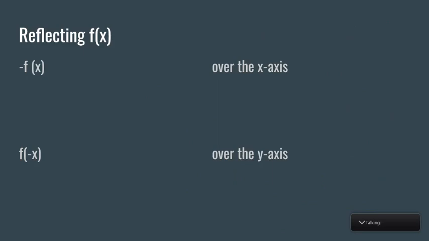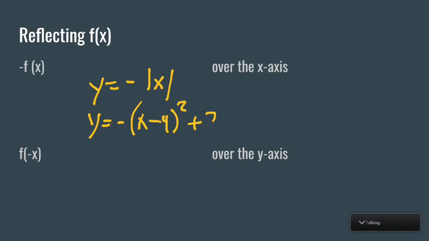So long story short, a negative in front of the function, like if it's an absolute value function or a quadratic, is going to reflect it over the x-axis. But if you have a negative in front of x, like that, that's going to reflect it over the y-axis, or something like we just saw, a negative in front of x with the square root, that's going to reflect the graph over the y-axis.